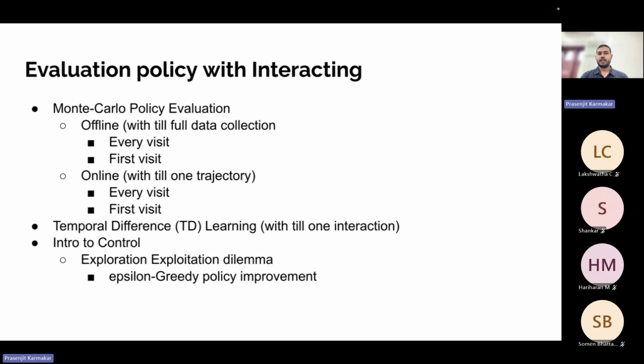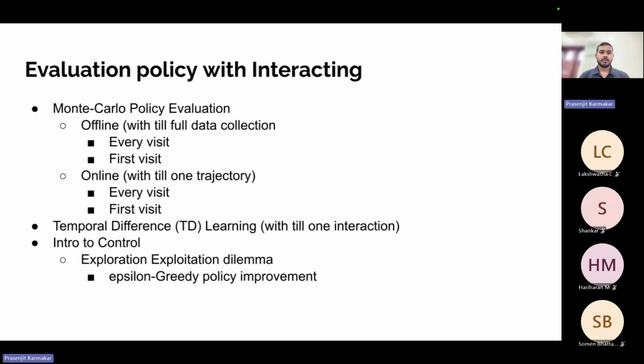So Monte Carlo policy evaluation offline has two types of algorithms, every visit and first visit, and then online the same: every visit, first visit, temporal difference learning or TD learning. Today we will also explore how to get a policy from a value function. If we can clear that part out, then control becomes really easy.